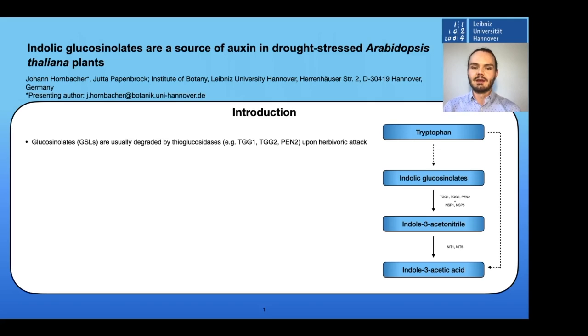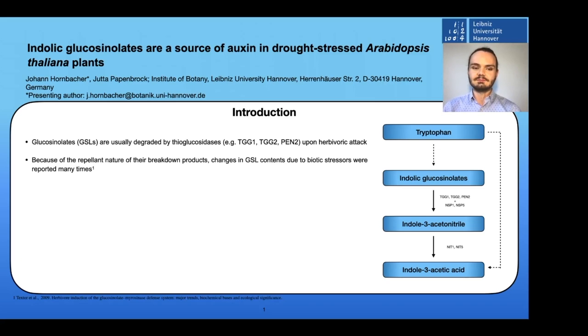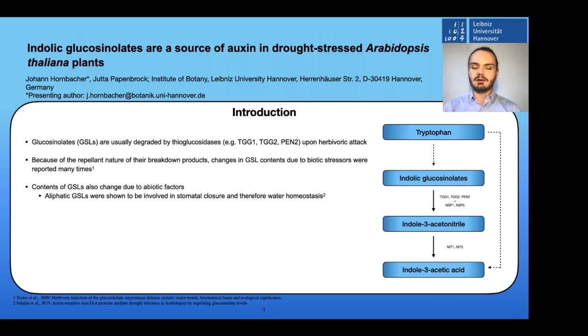So usually glucosinolates are degraded upon herbivoric attack by thioglucosidases, for example TGG1, TGG2 and PAN2. And because of the repellent nature of their breakdown products against biotic stressors, changes in glucosinolate contents are obvious and were reported many times. But contents of glucosinolates also change due to abiotic factors. For example, it was shown that the contents of aliphatic glucosinolates were changed in drought-stressed plants and that they were involved in stomatal closure and therefore water homeostasis.